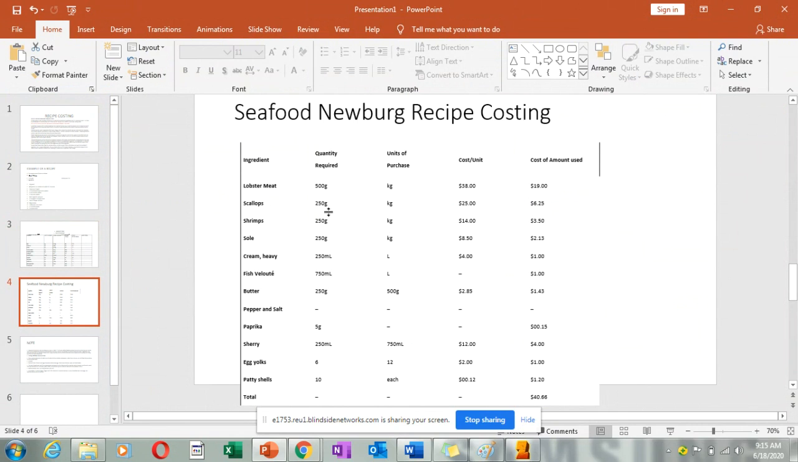Scallops the same. This is 250 grams, which is a quarter of a kg. So the price is given as $25, and the cost of amount used is $6.25. Shrimps, a quarter of a kg, and the price given is for a kg. So it is $14, and the cost of amount used is $3.50.